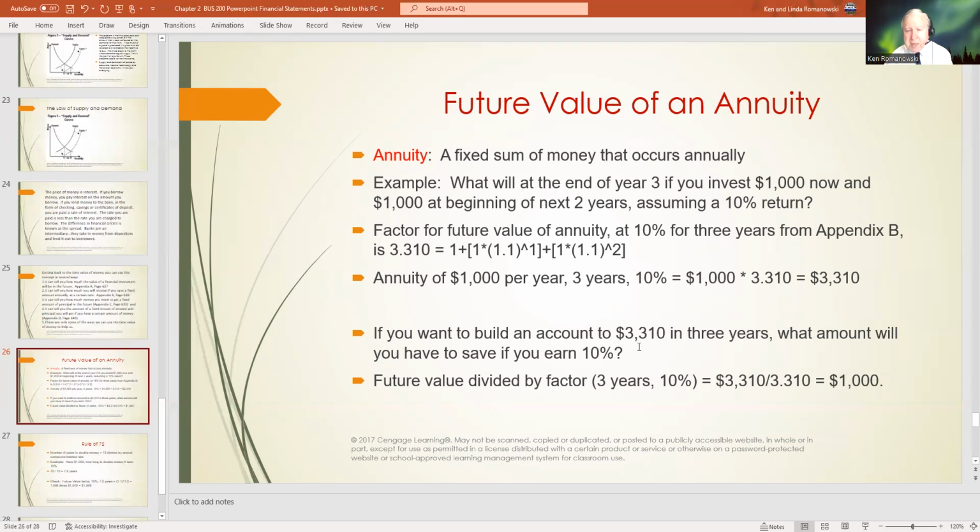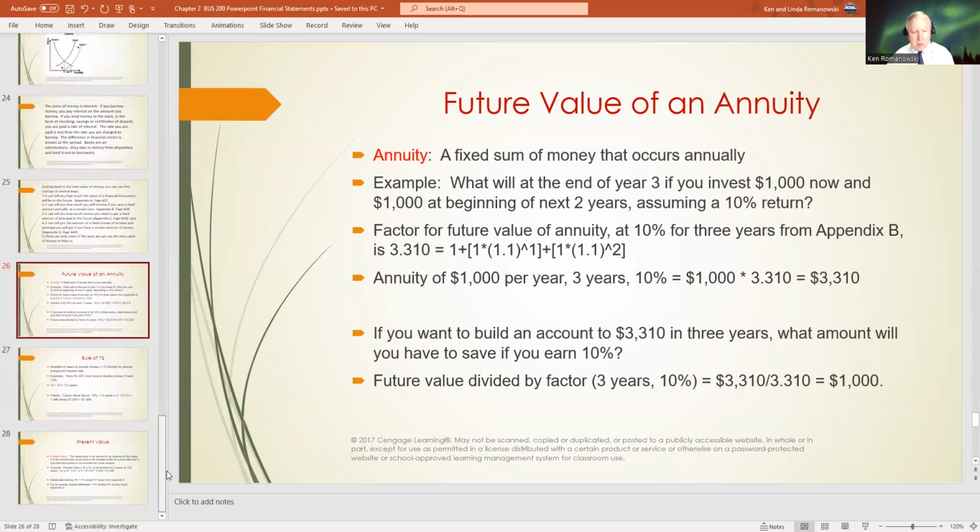So if you want to build an account of $3,310 in 3 years, what amount do you have to save if your savings rate is 10%? Using your future value factor, you'll see that it's $1,000 a year. So $1,000 a year at 10% for 3 years will give you $3,310. So I hope that's clear. If it's not, don't be too concerned, but I would say that we'll cover more of this in a future topic. 2 more items.